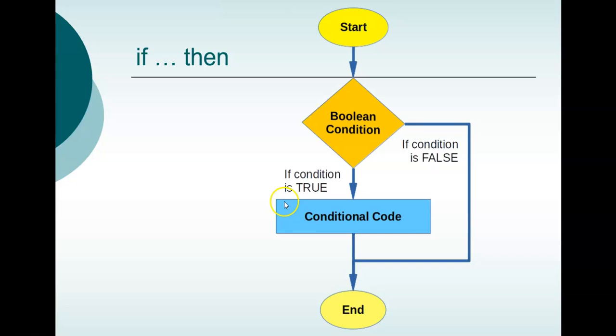Now we can depict it in a flowchart. So we have our start. We take the condition. If the condition below is true, we execute this code. If it is false, this code will not be executed. It will use this branch and come and end the program. So this is a simple if-then statement. If the condition is true, execute. If not, it ends. So the program doesn't care about the else part.